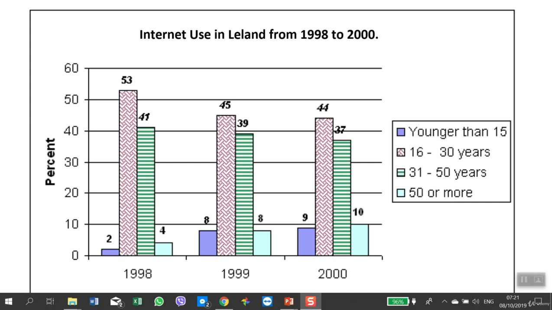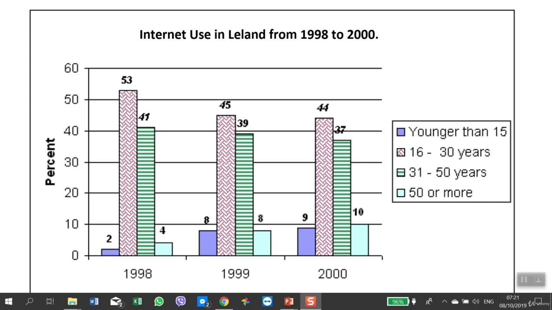As regards internet use in the youngest and oldest age groups, it rose from 2% to 9% and 4% to 10% respectively over the 2-year period. So now I've finished giving all the data for all the age groups. So I need a conclusion.